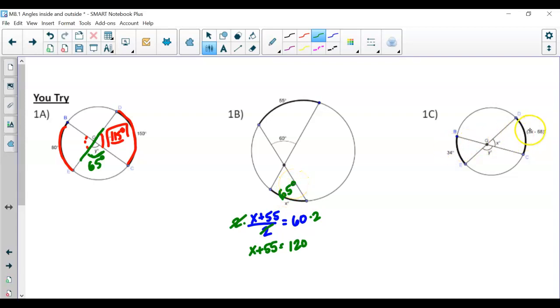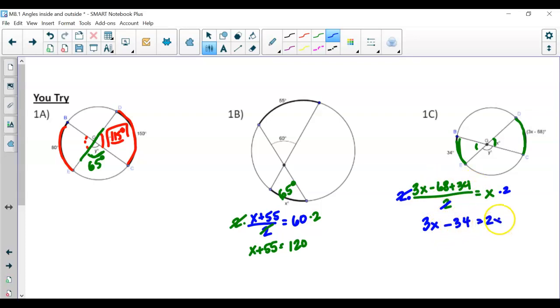Now here you're solving for x. Notice how x, the angle inside, is creating the two arcs here, and one of them also has x. So again, you've got 3x minus 68 plus 34. Add the two arcs, divide by 2, is equal to your angle inside, which is x, which again we're going to double, right? So this is 3x. Now I'll just combine. Minus 34 from negative 68 plus 34 is equal to 2x.